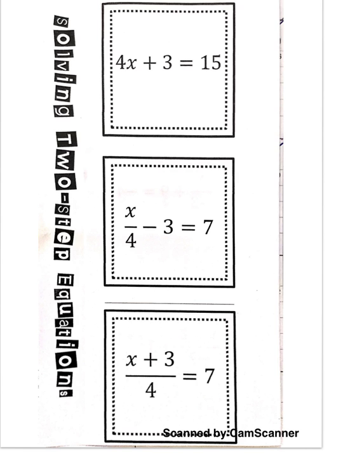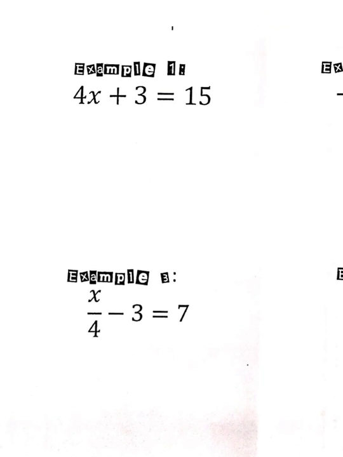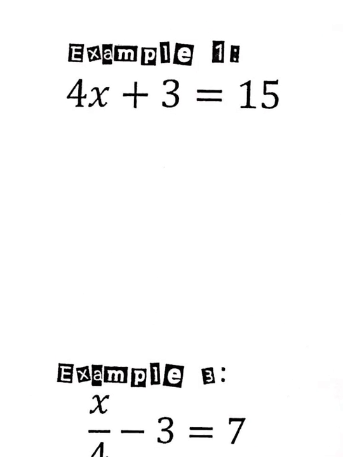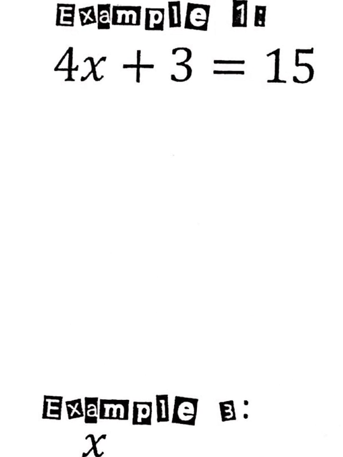So flip open your interactive notebook and let's look at this first box that says 4x plus 3 equals 15. Okay? Same rules apply. You're still going to draw, and I will always recommend that you do this, your railroad tracks, okay? So you're going to draw your railroad tracks.